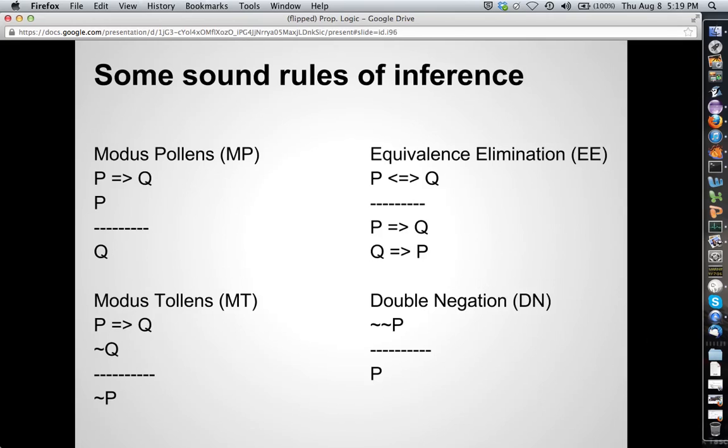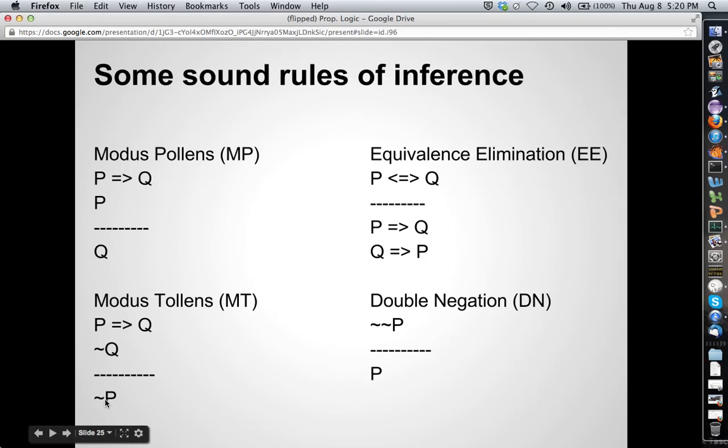So here are the four best-known examples of rules of inference. Modus ponens, MP: if we know that P implies Q, and we know that P is true, from that we can conclude Q. And this is a sound rule of inference. Anytime you have P implies Q and P, for any P and Q, you can always just go ahead and conclude Q. Modus tollens, similar example: if we know P implies Q, and we know that not Q, then we can conclude not P.